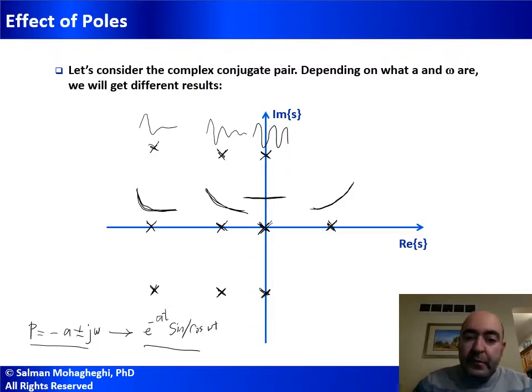I will follow the same logic, and if I move away from the j omega axis, I will now have an exponential that will grow at a much faster pace. So this is now going to be looking like this.